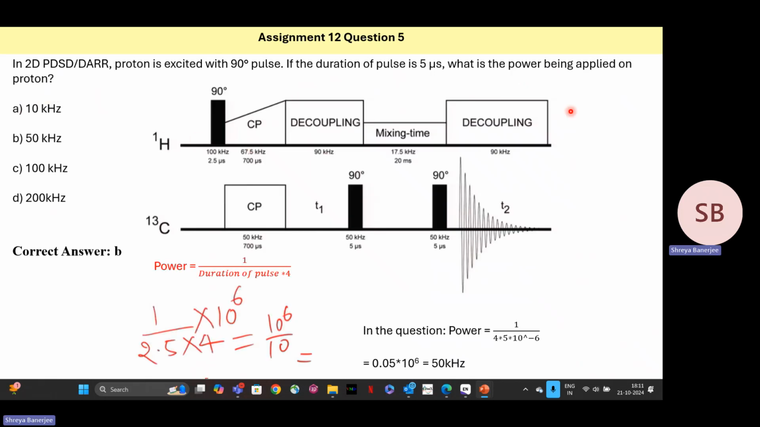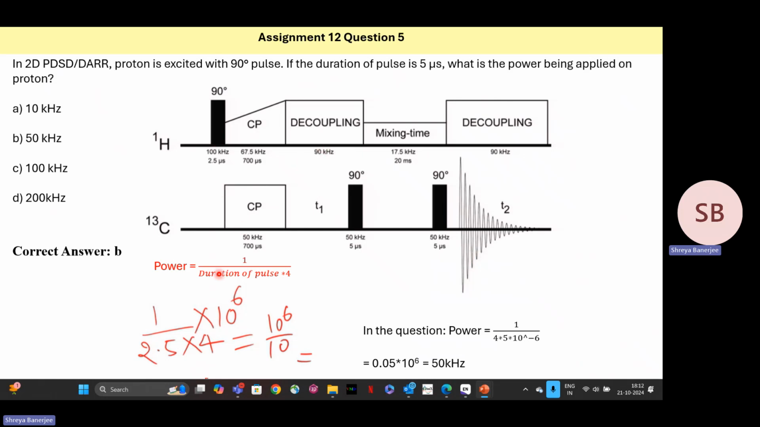So now we will look back to this pulse sequence. Basically, the pulse sequence starts with a 90-degree pulse on proton. After this 90-degree pulse, there is a cross-polarization sequence, and that results in transfer of the magnetization from proton to 13C. Then a certain time t1 is given for the magnetization to evolve in 13C. And then there are more pulses and then a mixing time. We don't need to look into the details of that.